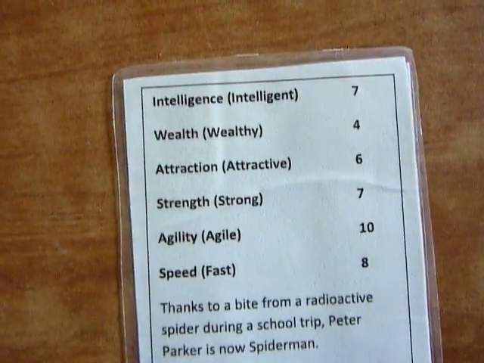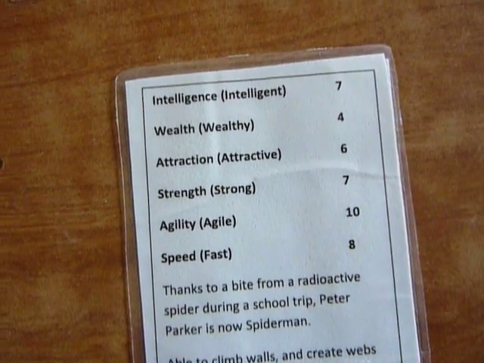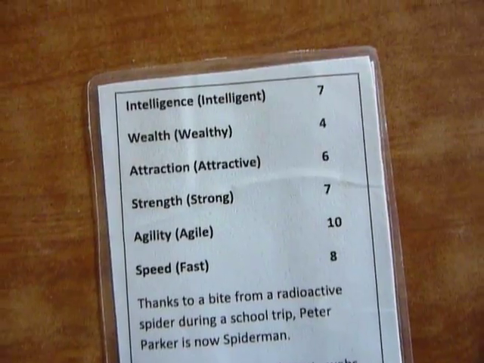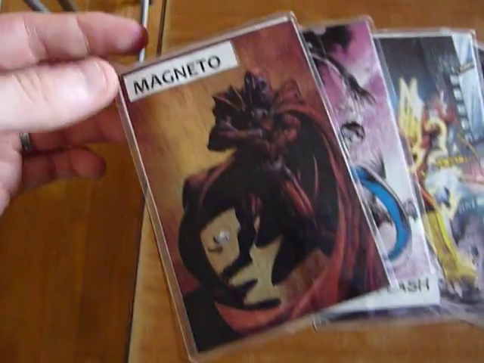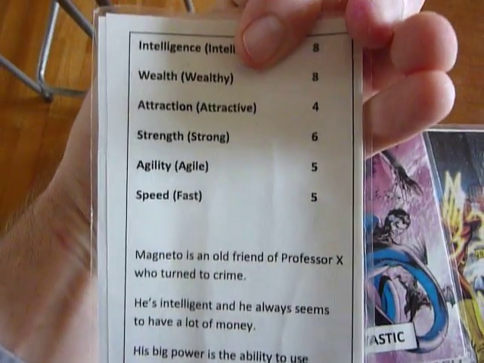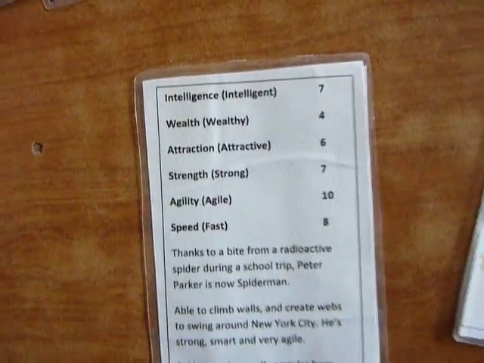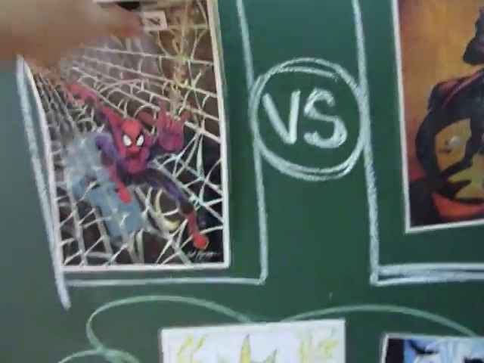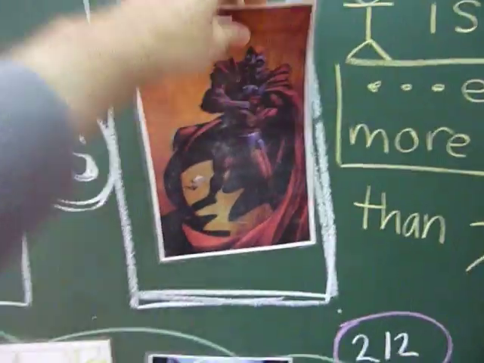Spider-Man. Maybe. So Spider-Man is more agile than Magneto. Magneto, how many points? Agile 5. Spider-Man 10. So successful attack. So Spider-Man goes back to his team. Magneto is knocked out of the game.